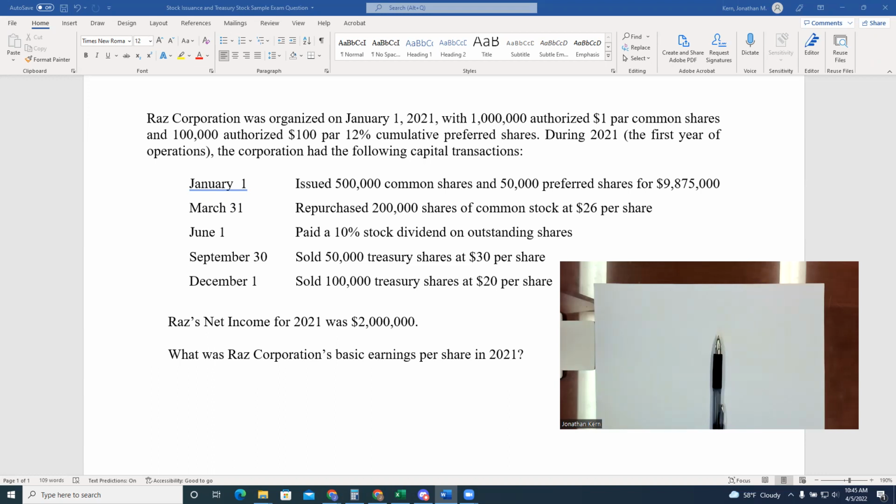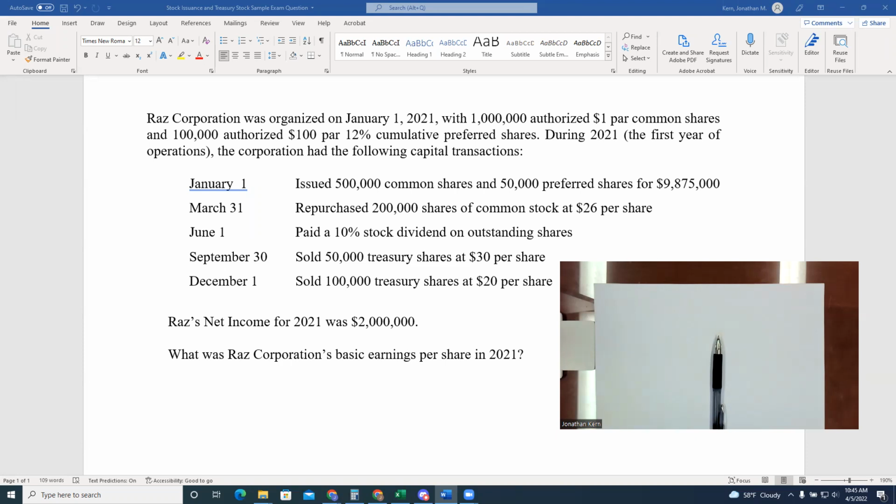So RAS Corporation was organized on January 1st, 2021, with 1 million authorized $1 par common shares and 100,000 authorized $100 par 12% cumulative shares. And during 2021, the first year of operations, the corporation had the following capital transactions. They issued 500,000 common shares and 50,000 preferred shares for $9,875,000. They repurchased 200,000 shares of common stock at $26 per share.